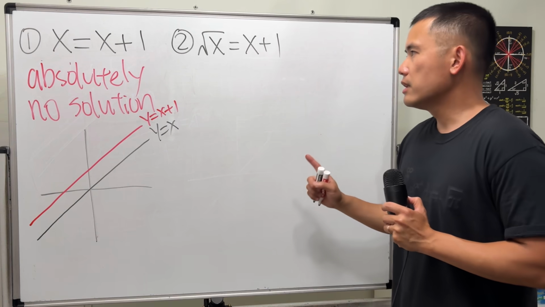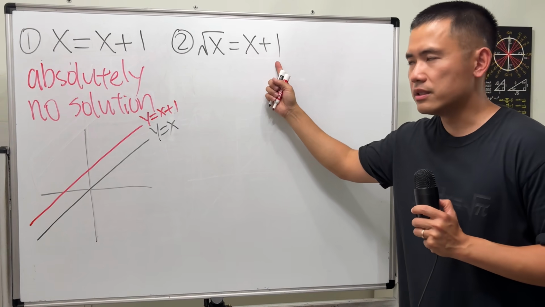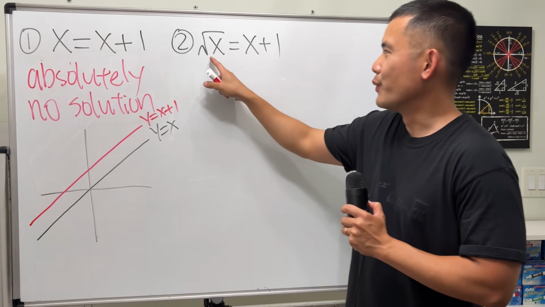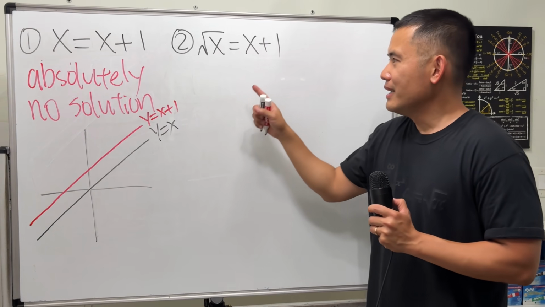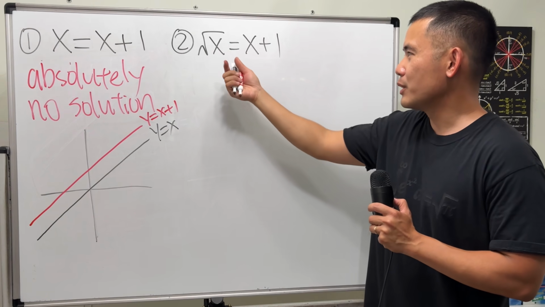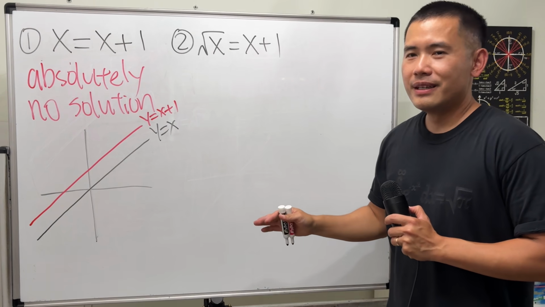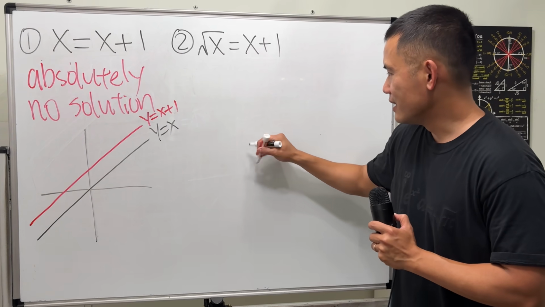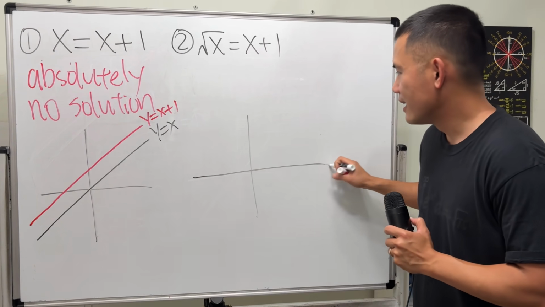Now, here is the deal. For the second one, as you can see, I just changed this a little bit. I just put the square root for the x right here. Unfortunately, I cannot just subtract x from both sides and then get rid of the x or whatnot. And I'm just going to use the graphing argument. You will see right here.